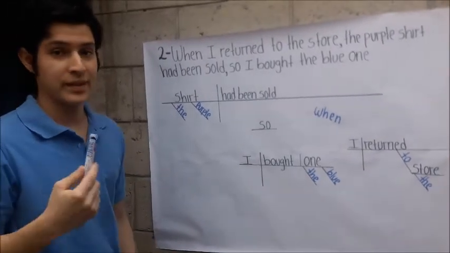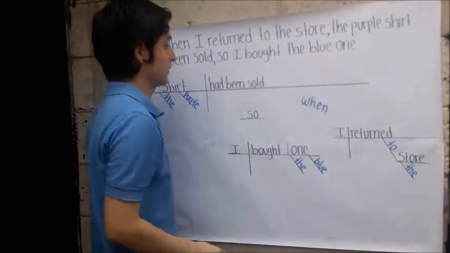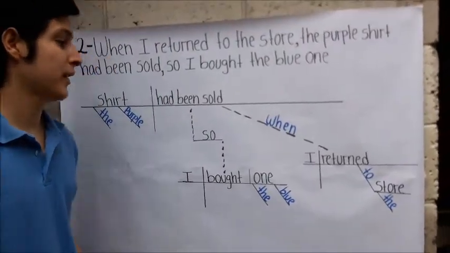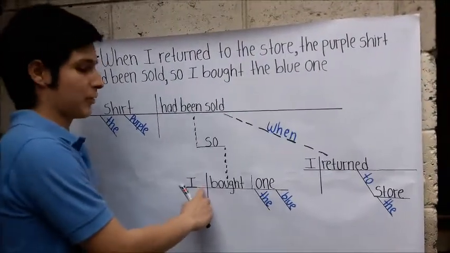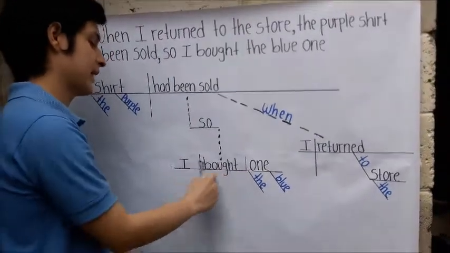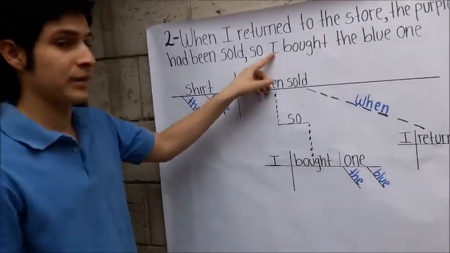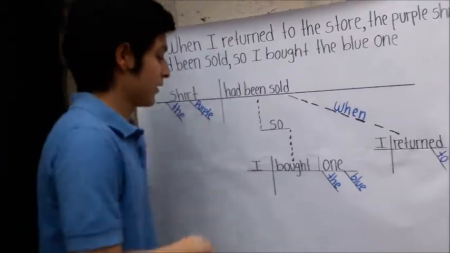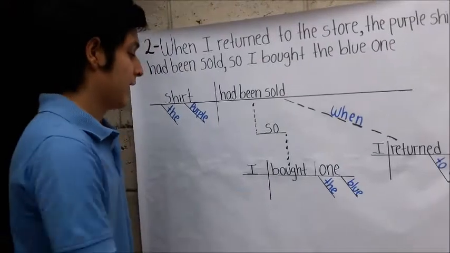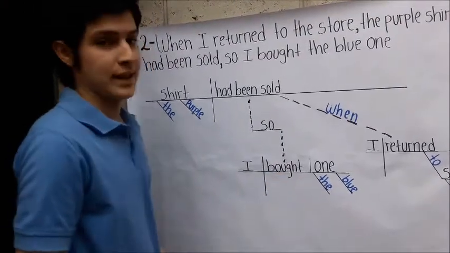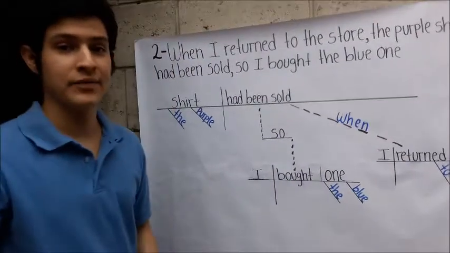Then we have to continue with the other independent clause. In this case, the independent clause is I bought the blue one. We do what we did with the previous sentence. We write a large horizontal line, then identify the subject. In this case, it is the pronoun I. Then we divide with a vertical line and write the verb of the sentence. In this case, it is bought. And then we have a direct object.